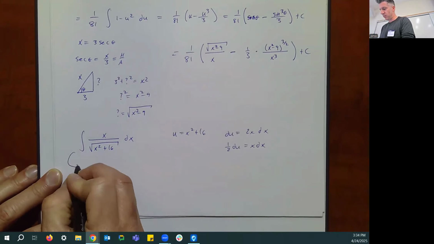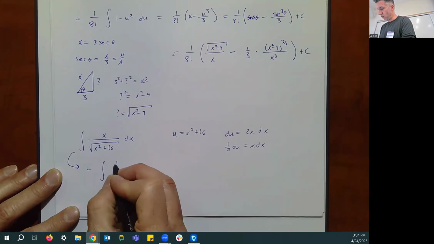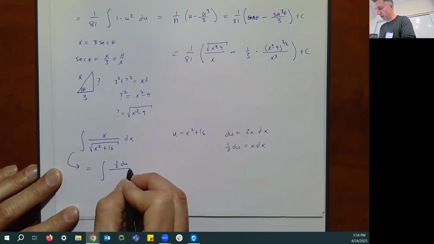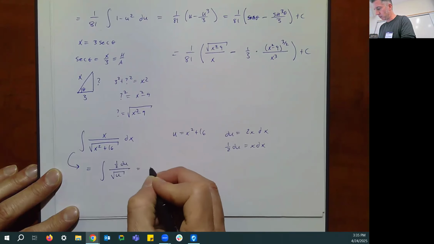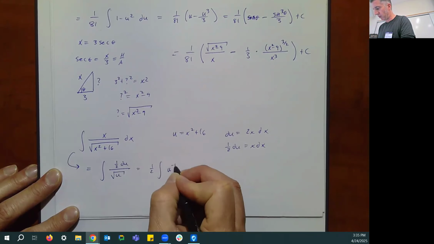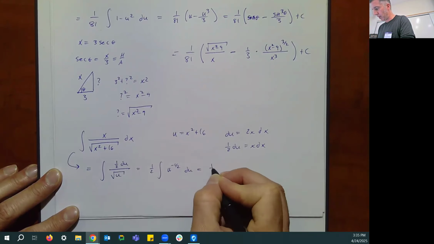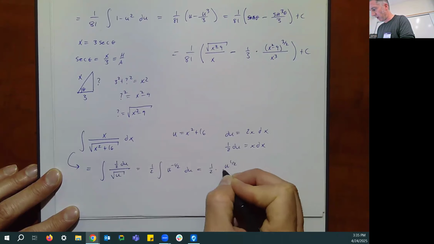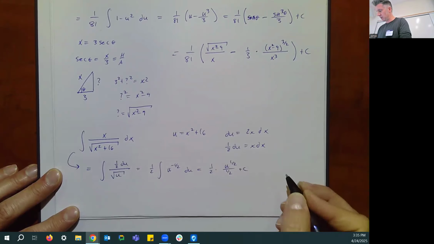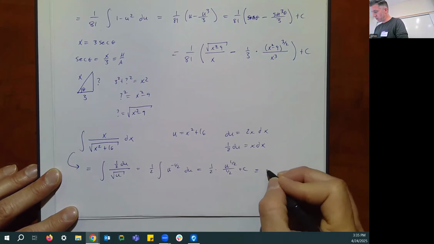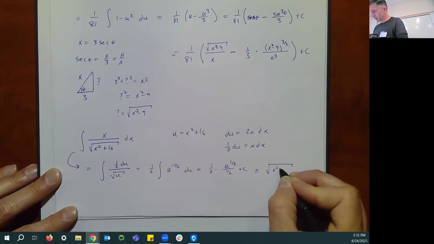So this integral becomes the integral of 1/2 du divided by the square root of u, which is 1/2 the integral of u to the negative 1/2, which becomes 1/2 times u to the 1/2 divided by 1/2 plus c, which is just the square root of u, which is the square root of x squared plus 16.